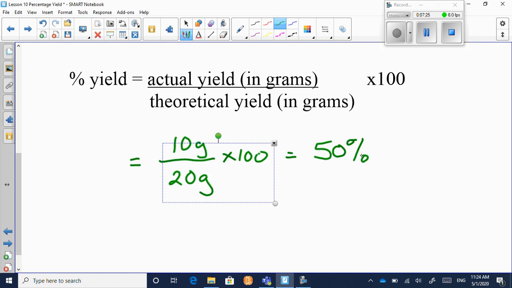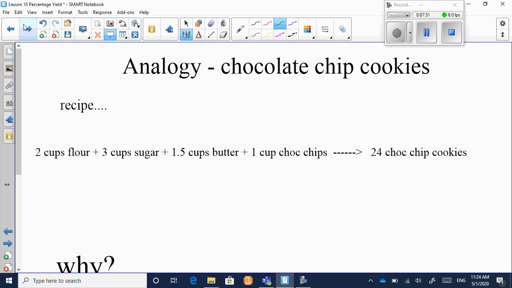Okay, so all right, that's percent yield. Let's do an analogy here. I've been using analogies a lot in this unit, and I think it's nice to picture things. Well, let's do an analogy that involves chocolate chip cookies. So here is the recipe, and as you will see by my recipe, I'm not a very good cook, but let's say that you combined 2 cups of flour with 3 cups of sugar, 1.5 cups of butter, and 1 cup of chocolate chips. You mix them all together, and according to the recipe, you should make 24 chocolate chip cookies from this recipe.